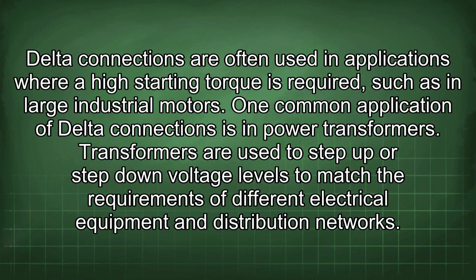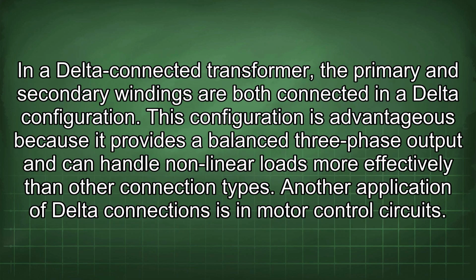One common application of delta connections is in power transformers. Transformers are used to step up or step down voltage levels to match the requirements of different electrical equipment and distribution networks. In a delta-connected transformer, the primary and secondary windings are both connected in a delta configuration. This configuration is advantageous because it provides a balanced three-phase output and can handle nonlinear loads more effectively than other connection types.